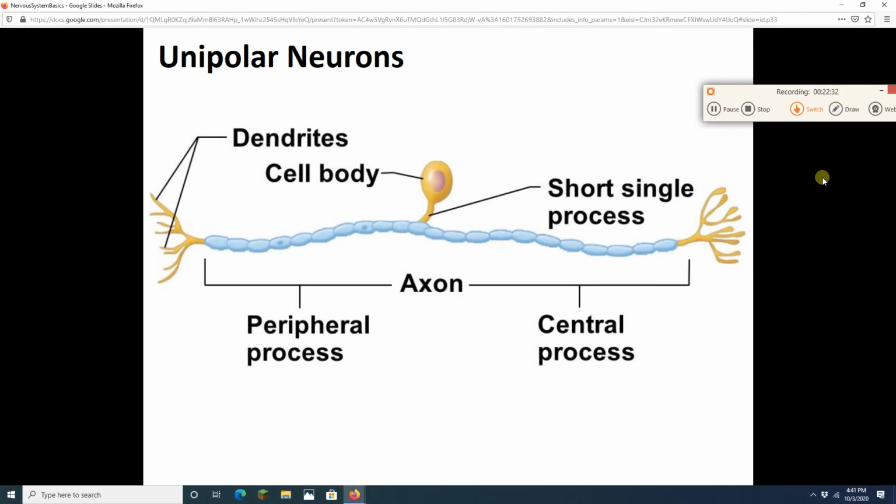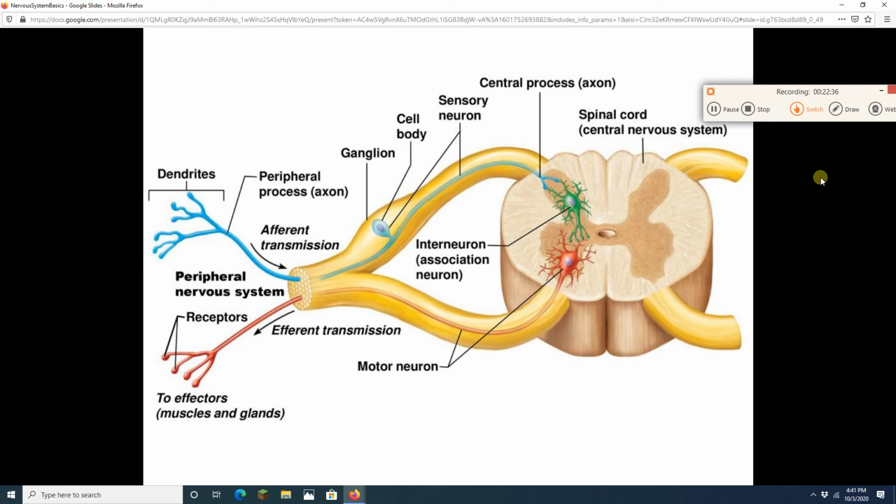All right. So, where do I see these guys? All the sensory neurons going into my spinal cord are going to be unipolar neurons. All the sensory neurons that are taking sensations like touch, pressure, pain, temperature, proprioceptive signals as well, all the sensory neurons going into my spinal cord are going to be unipolar.